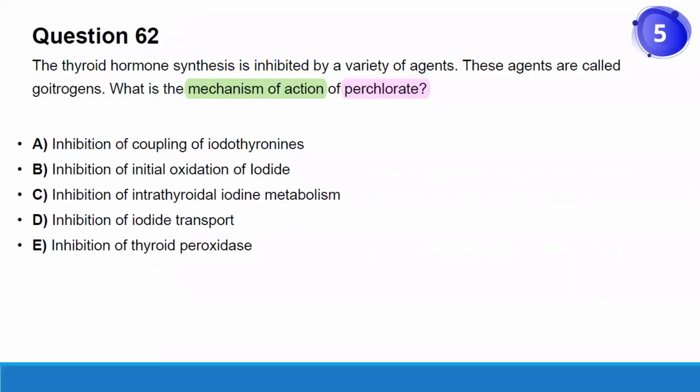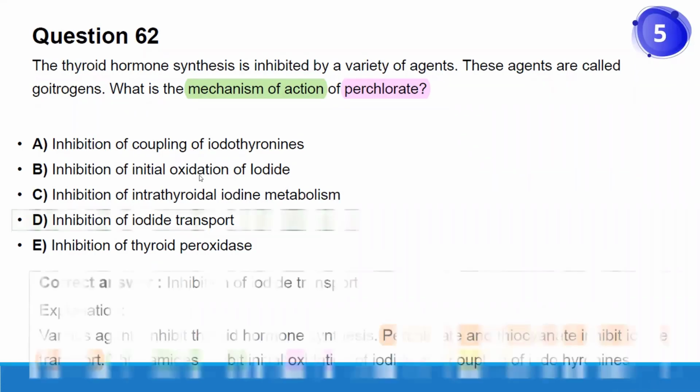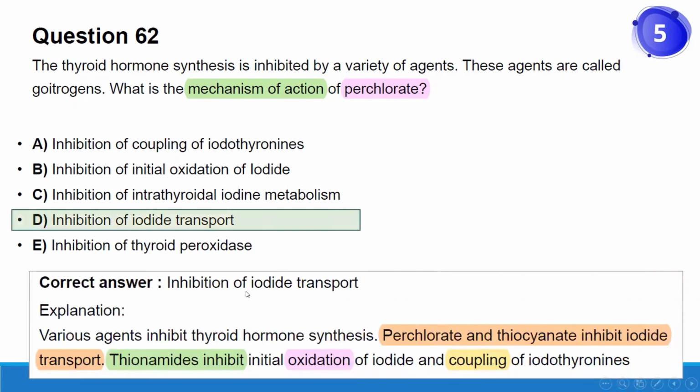Another one, the mechanism of action of perchlorate. Inhibit iodine transport. Yes, actually, inhibition of coupling and iodotyrosine is for the antithyroid drugs. Oxidation too is for the antithyroid drugs. So perchlorate inhibits iodide transport. Don't forget this.